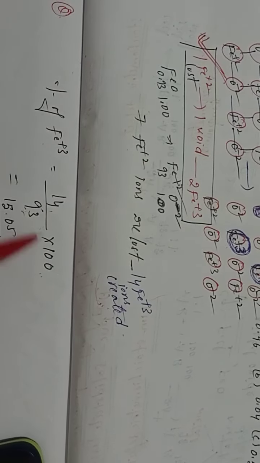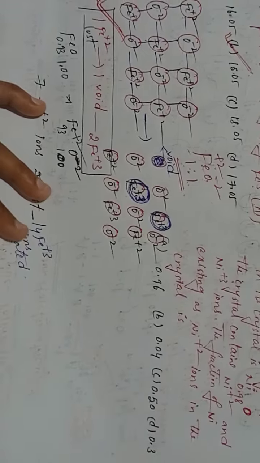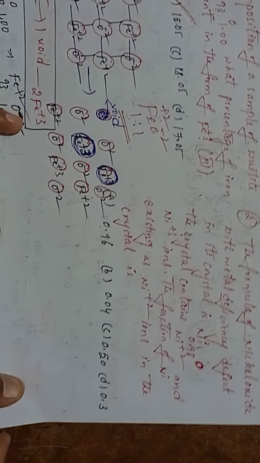93 are there, into 100 you will get this one. Understood, students? Now see the second problem.